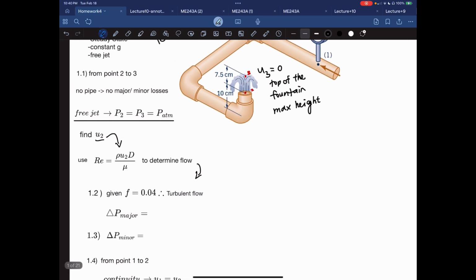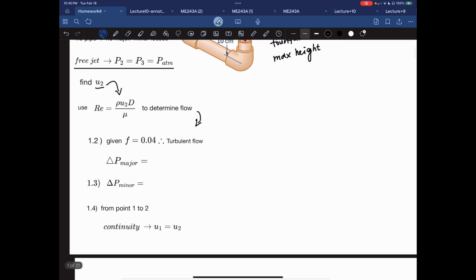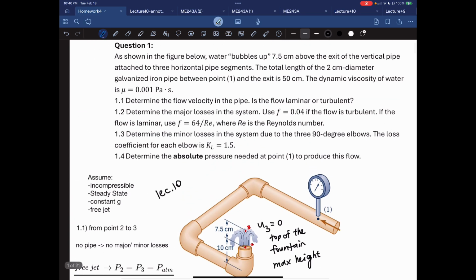Continuing. So once you find U2, you're able to plug it into the Reynolds number and determine the flow, which then allows you to go on to 1.2, where f is already given. So then you'll determine that the flow is turbulent from the given f right here.